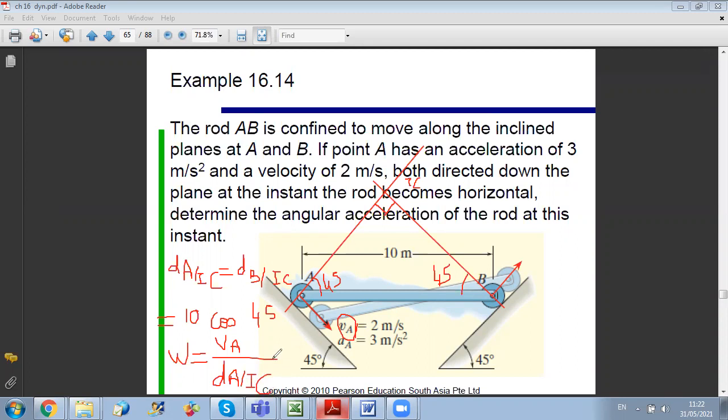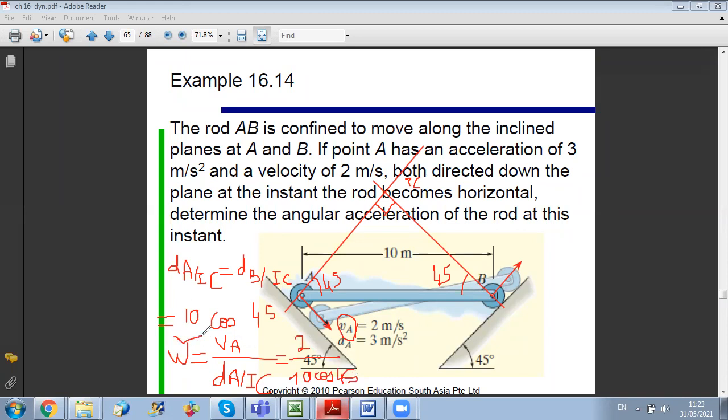So in this way, we just have to replace VA equal to 2, and the distance is 10 cosine 45. So in this way, we can get omega again, the same value. You will get the same value for omega.